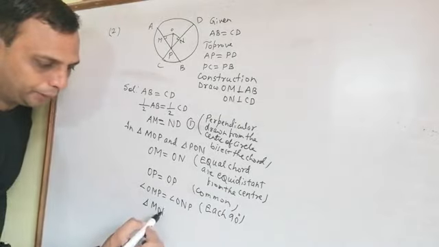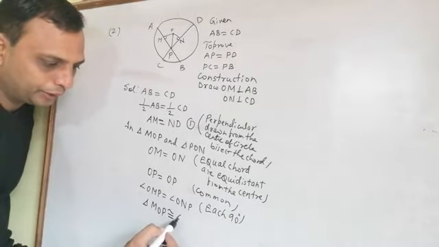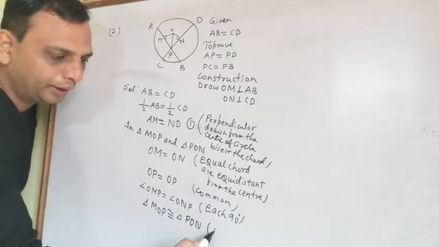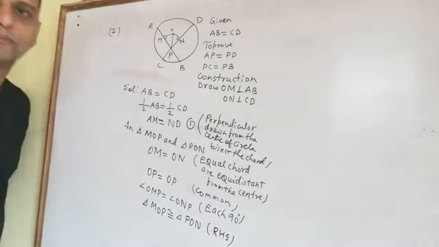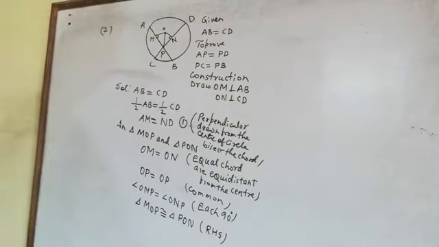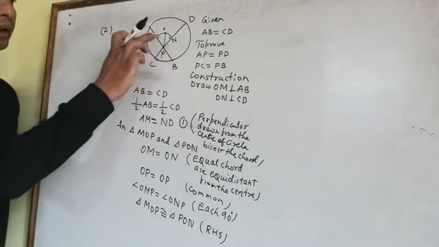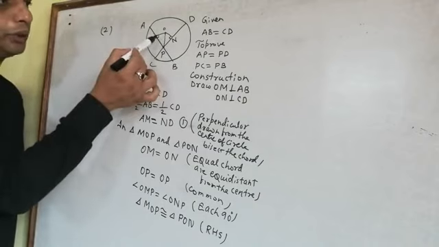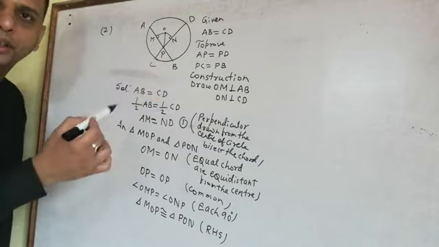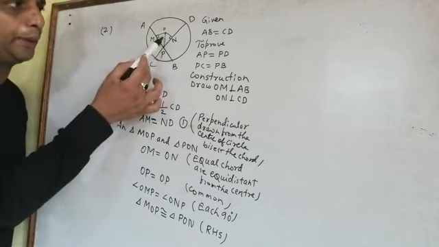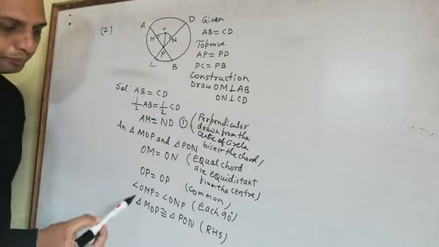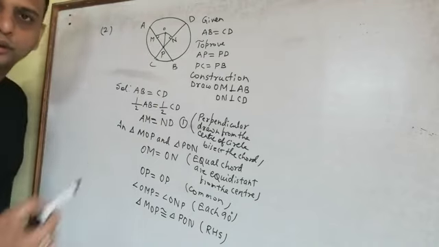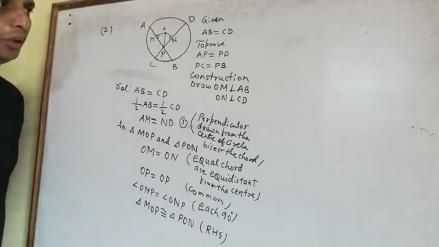Triangle MOP is congruent to triangle NOP by RHS criteria. Why? How will the RHS criteria come? You can see this is the right angle, and the opposite side of the right angle will be what? OP, and OP is a common side in both. This is the hypotenuse, and OM equal to ON. So here we have right angle, hypotenuse, and side. So by RHS criteria, both triangles are congruent.